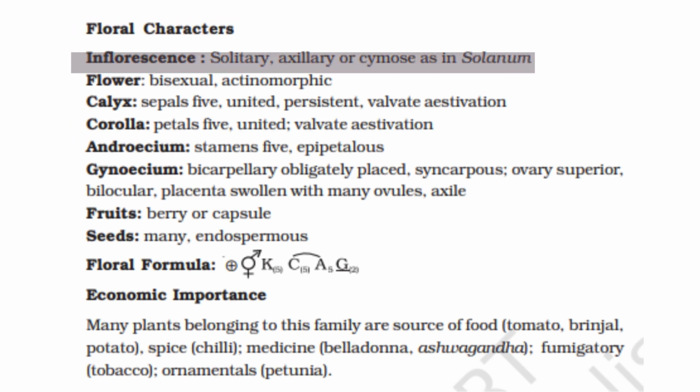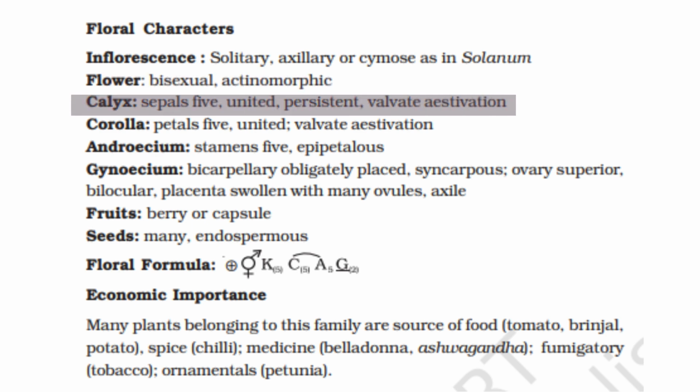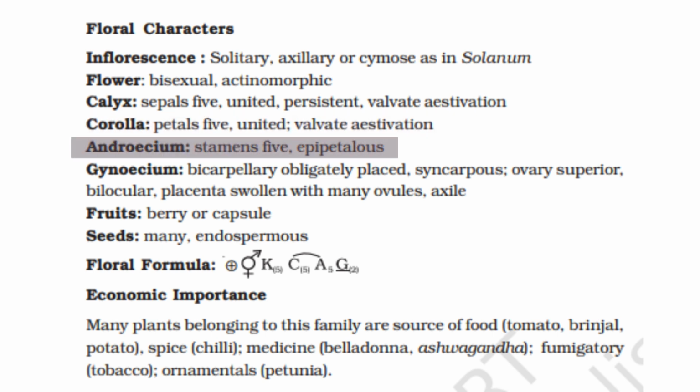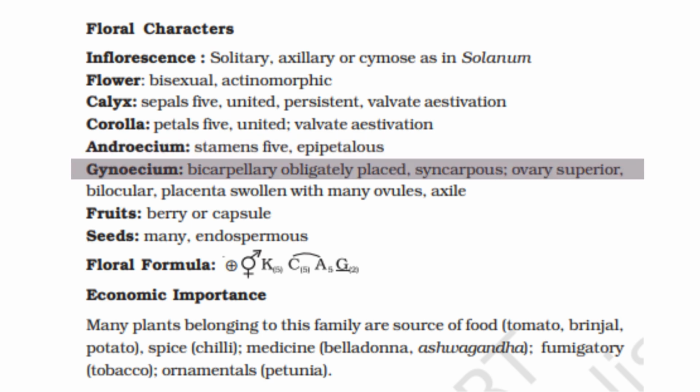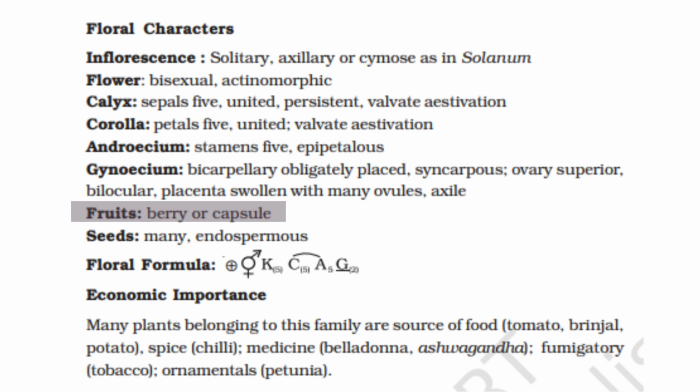Floral characters. Inflorescence, solitary, axillary, or cymose as in Solanum. Flower, bisexual, actinomorphic. Calyx, sepals 5, united, persistent, valvate aestivation. Corolla, petals 5, united, valvate aestivation. Androecium, stamens 5, epipetalous. Gynoecium, bicarpellary, obliquely placed, syncarpous, ovary superior, bilocular, placenta swollen with many ovules, axile. Fruits, berry or capsule. Seeds, many, endospermous.